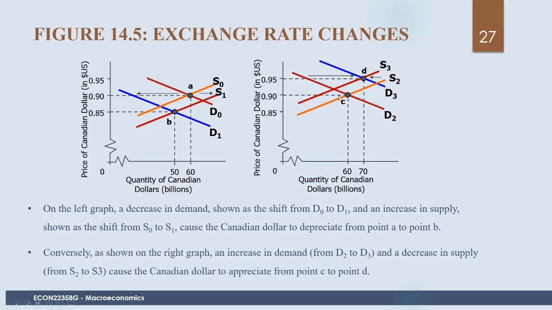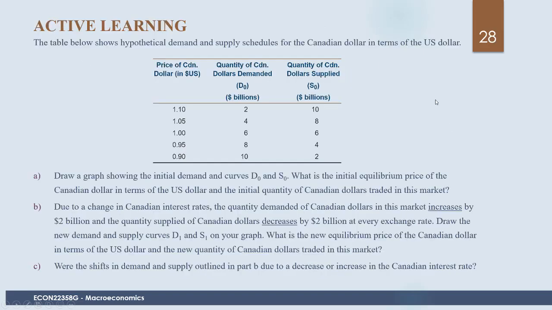Okay, so the demand and supply curves can shift, and when they shift, they're going to affect the new equilibrium exchange. Okay, so I'll let you do this active learning question for homework. I think it would be good for you to do on your own and then make sure you do it first and then check the solutions afterwards.